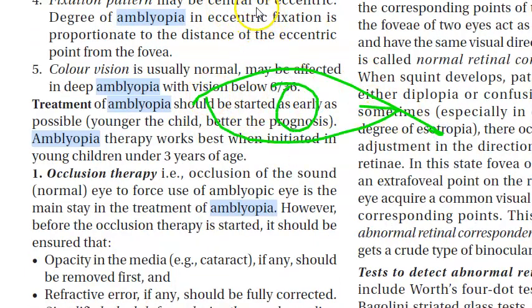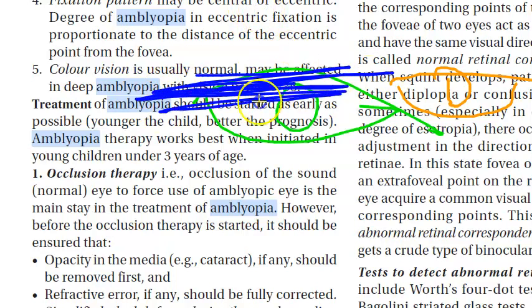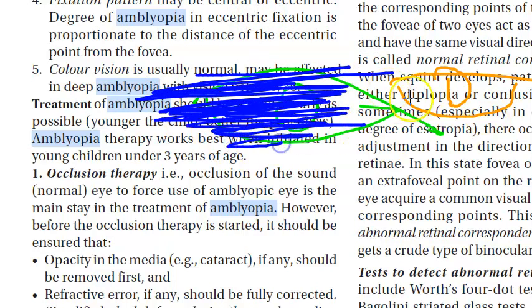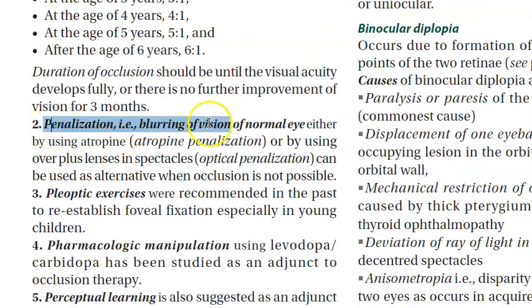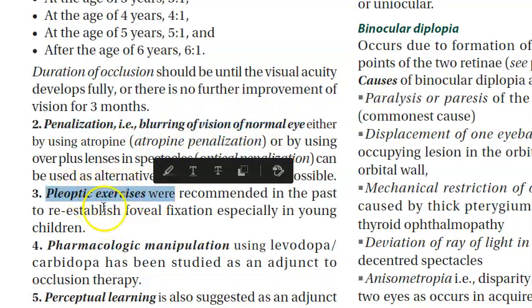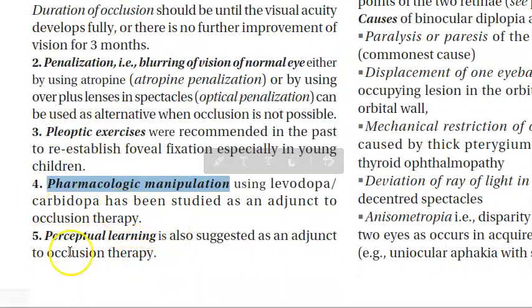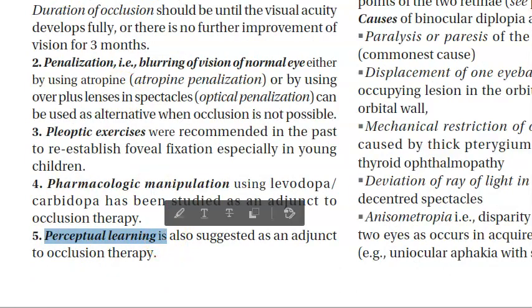Occlusion of the good eye. They want to occlude the good eye. So this is the good eye, this is the not so good eye. So they will occlude the good eye for a few hours in the day so that the lazy eye starts developing vision. So here you can see occlusion therapy, penalization, blurring of the vision of the normal eye, so that the child is forced to use the lazy eye and develop it. Okay. Pleoptic exercises, pharmacologic manipulation, perceptual learning.